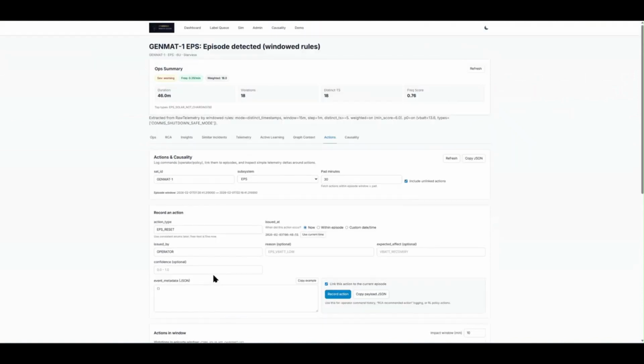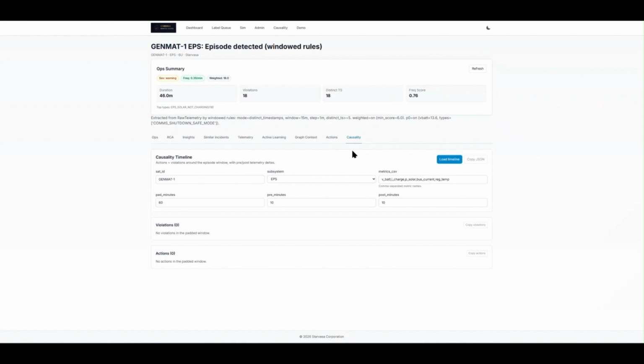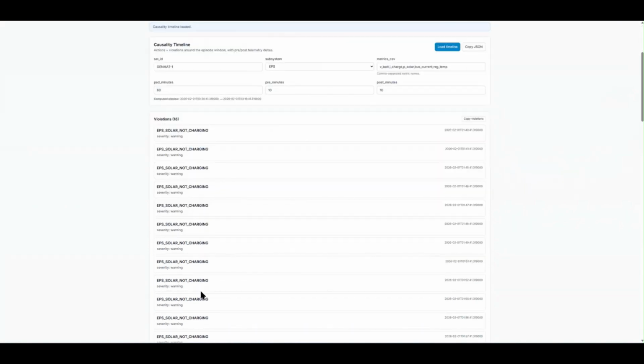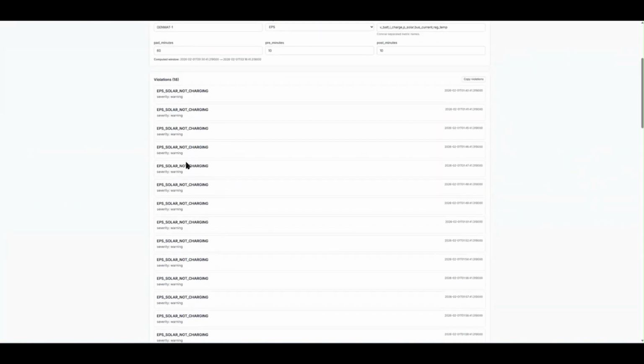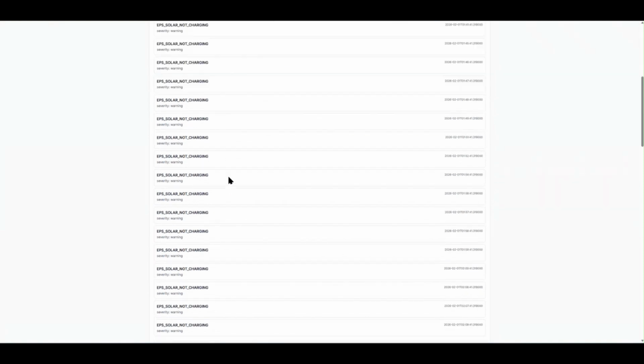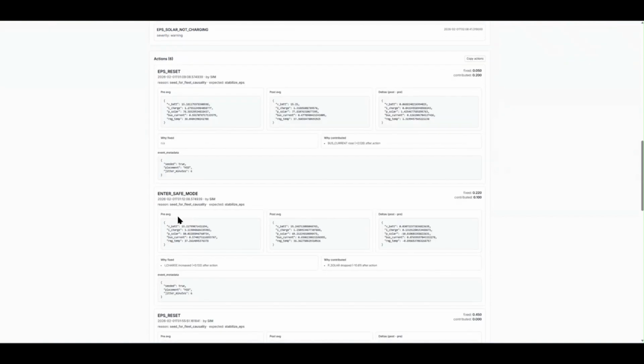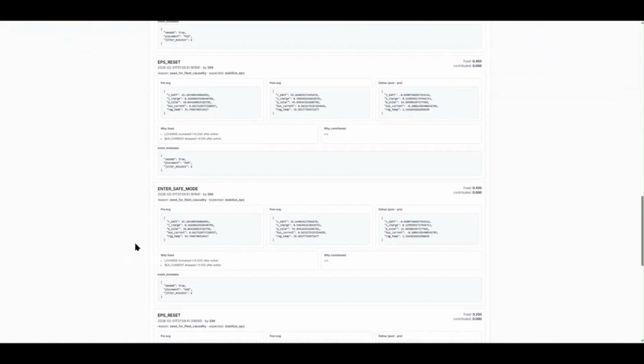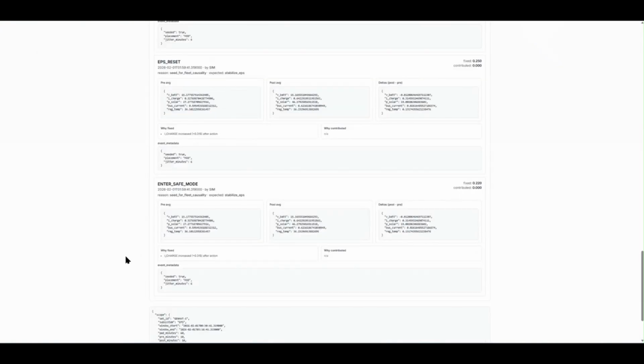So if any extra action was taken, you can simply come here and look at causality. You can load the timeline, and for this particular episode, if you want more detail, it will tell you that this episode had 18 violations, mostly solar not charging. So why is it not solar charging? It tells you, and then 6 actions were taken to solve this: EPS reset, safe mode, again an EPS reset, then again a safe mode, and a bunch of whatever actions we have taken historically are all listed here to deal with this kind of episode.